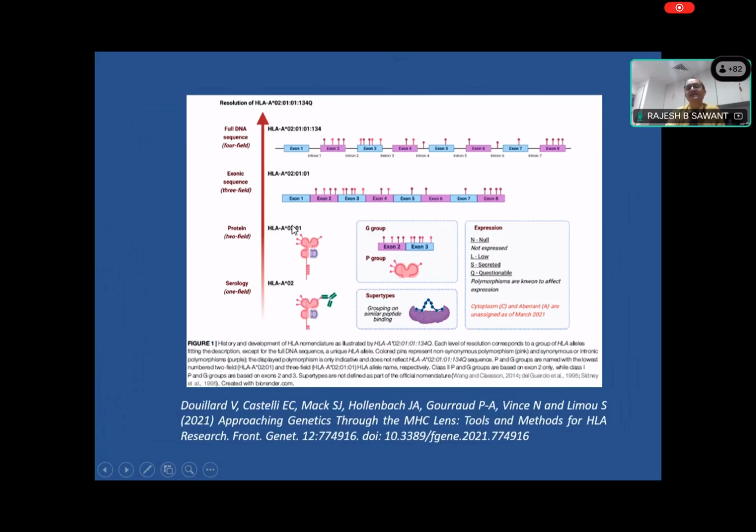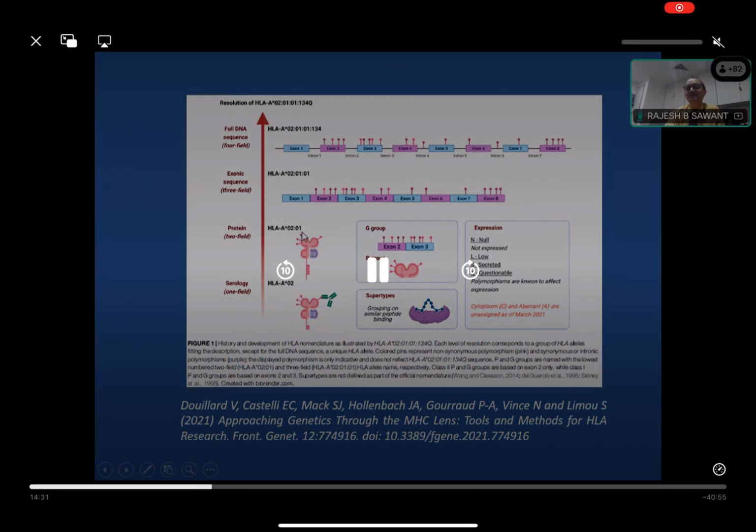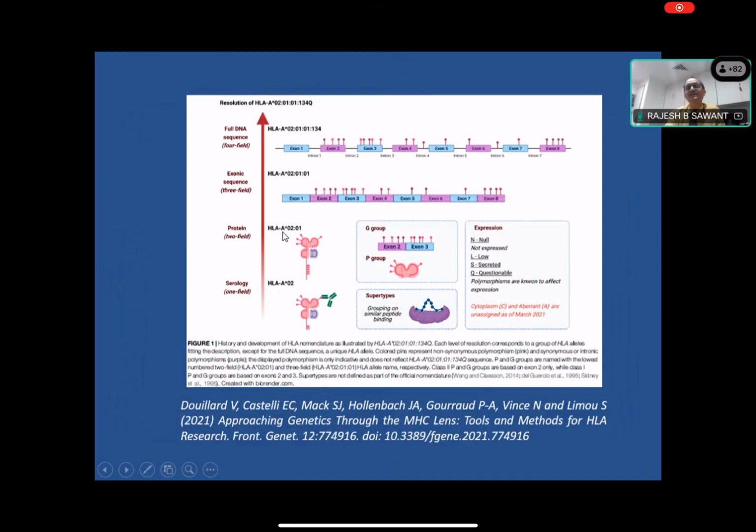If you are able to go beyond the first field to the second field, then that would be the next level or the intermediate level of resolution for HLA typing. So here you have HLA-A, 02, 01, right? In the next level, you will go up to the exonic sequence level, which is the third field of typing. So this will be the high resolution typing, where you are reporting it as HLA-A, 02, 01, and 01.